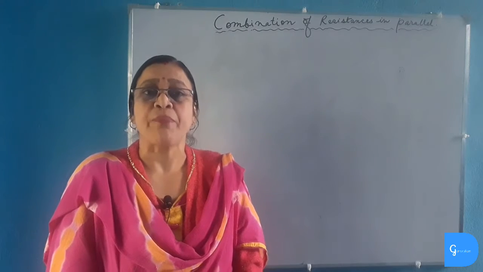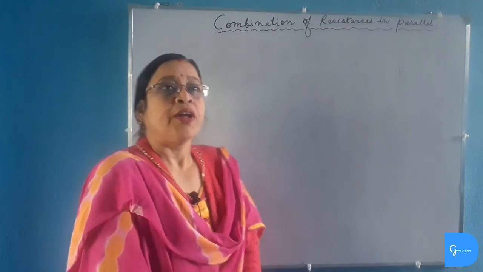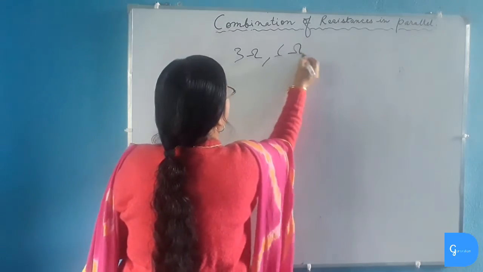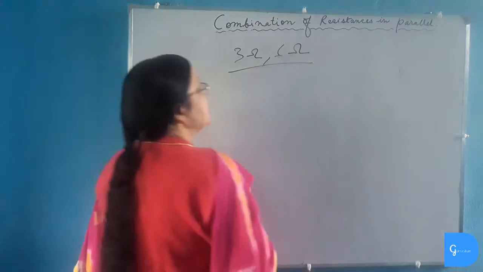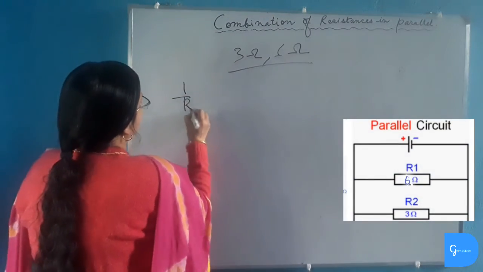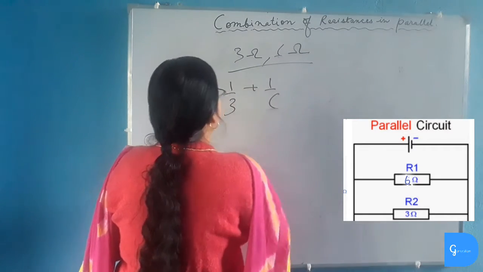Now we will see some numerical problems to be more clear about this formula. Now if 3 ohm resistance and 6 ohm resistance are connected in parallel, then find the combined resistance in the circuit. So 1 by R will be equal to 1 by 3 plus 1 by 6.